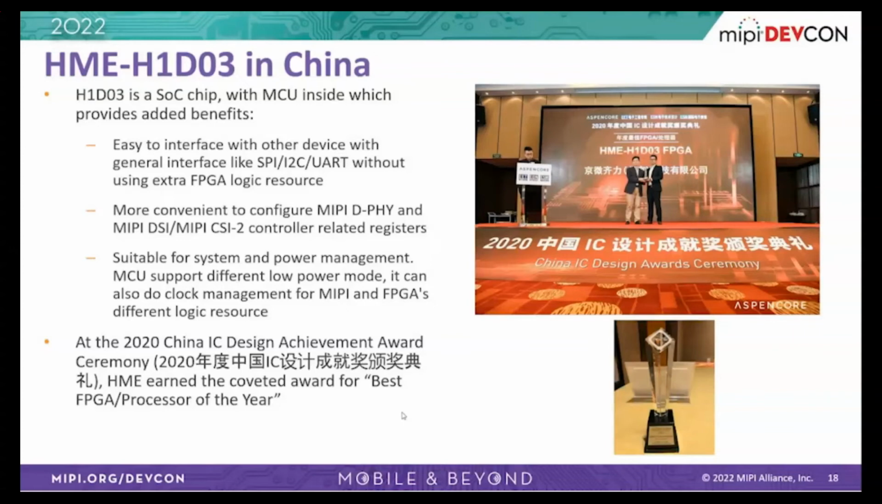And the last one is that it is very suitable for power management, because the H1D03 is used a lot in consumer applications, which are very power sensitive. And the MCU supports different low power modes. It can also do the clock management for the MIPI and the different FPGA logic resources. So this is a very good solution to do power saving for the customer.